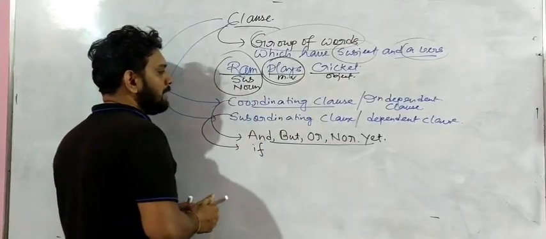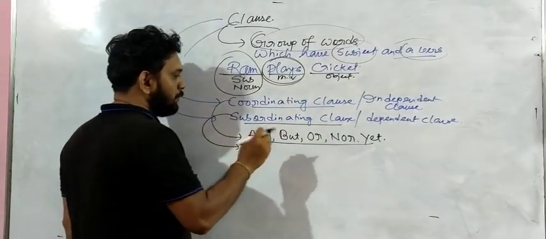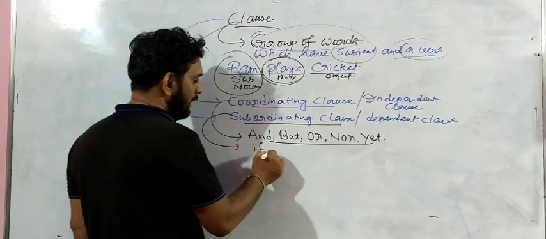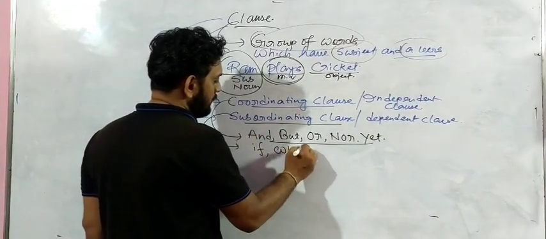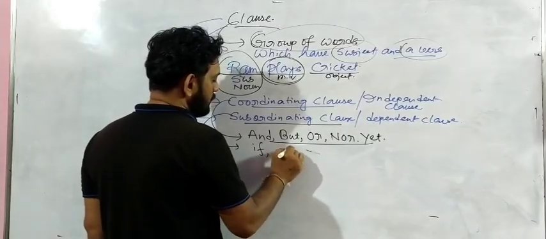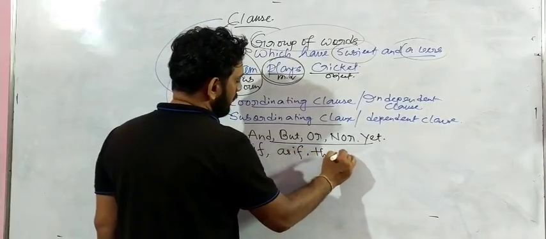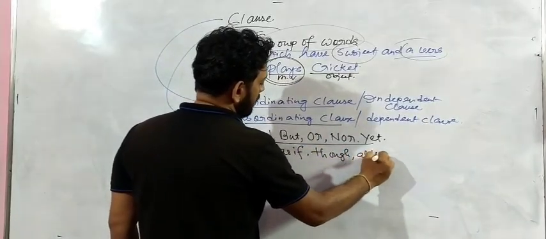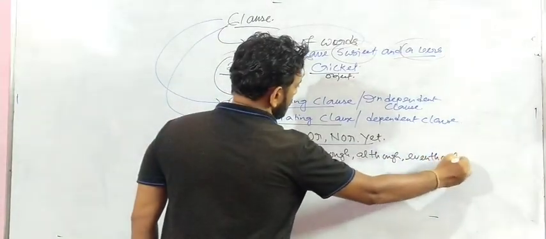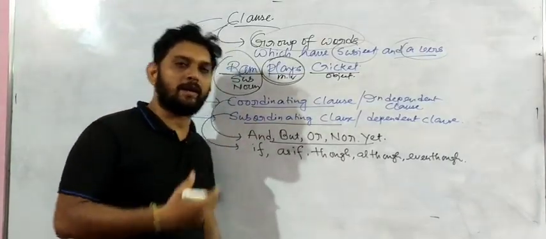Now I have written subordinating clause, and subordinating clause is formed by using subordinating conjunction. And what are the subordinating conjunctions? If, what if, as if, though, although, even though. Okay, there are so many. Even though, when, how, why, where, what.